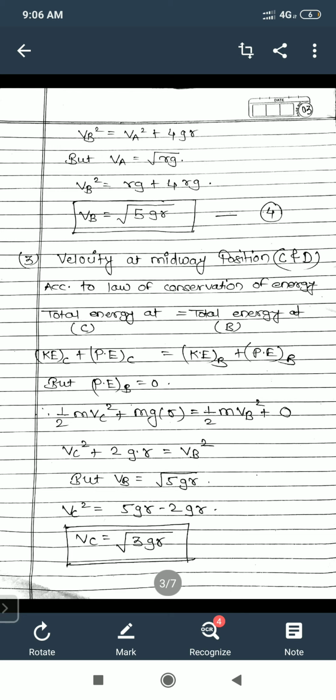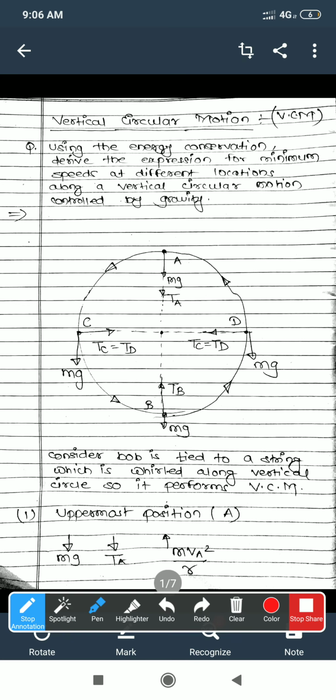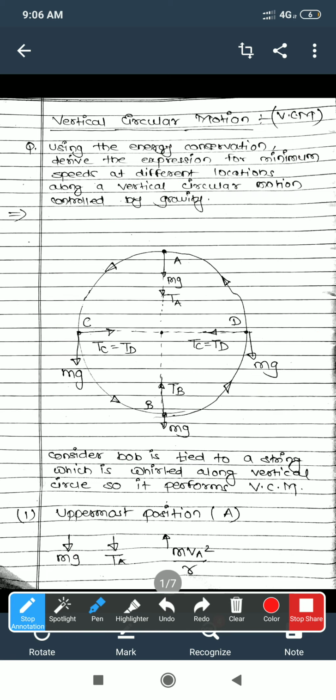The ones which are in the middle. So we have written the third point, that is the velocity at a midway position, that is C and D. Again, the conservation of energy. Total energy at C and B will be equal. Two points are considered over here. Which two points? C and B. These two points, first point, second point. Again, the energy will be same. So its potential energy plus kinetic energy equals its potential energy plus kinetic energy. Okay, and again we know that potential energy at this point is 0.